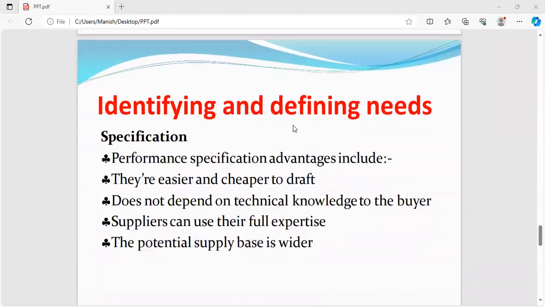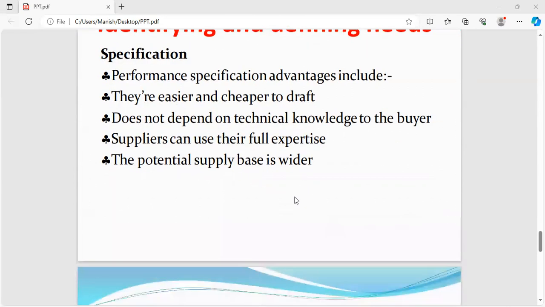Then identifying and defining the needs in terms of specification has various advantages. A performance specification is advantageous when it is easier and cheaper to draft, as it focuses on the output. It does not depend on the technical knowledge of the buyer. Suppliers can use their full expertise because the focus is on the output. The potential supply base is much wider, as many more suppliers are available.